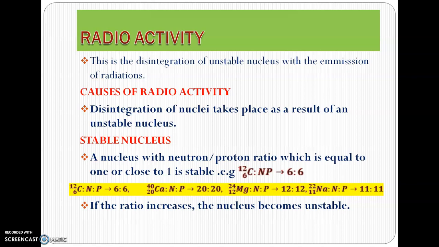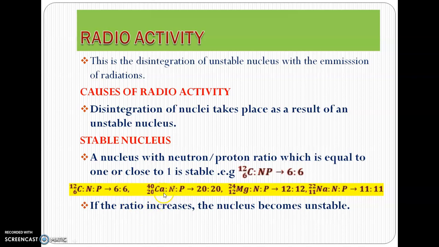All right, so now let's take a look at examples of stable nuclei and what they look like. So these are the examples at the bottom here. As long as the ratio is close to one or is one, then that nucleus is actually stable. So here we have carbon with the mass number 12 and the proton number 6. So now if we have the proton number 6, then we need to know the mass number is actually a combination of the number of neutrons and the number of protons. So we have the ratio of neutron to protons as 6 to 6. We can actually simplify this one, and we're going to have 1 to 1.